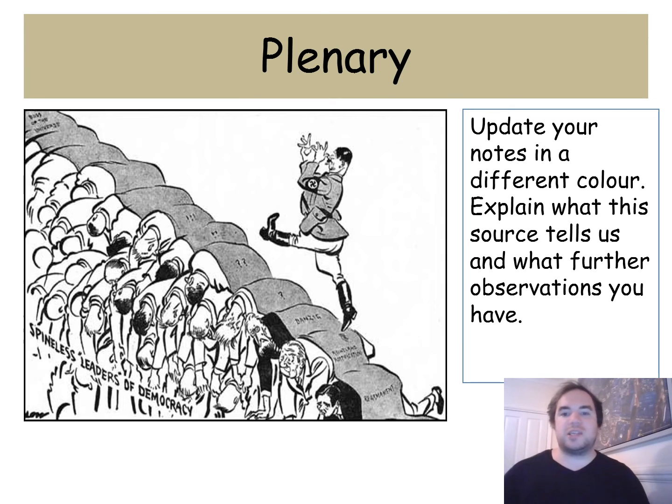And then finally, onto this task, which is to update your notes in a different colour, using what you've learned from the aims handout and what you've done in that table, to try to explain a bit more about what this source tells us and what further observations you may have. This is a source that we'll come back to in our next lesson as well. So do really try and study it, think about what it means, what's going on, what is meant by each of the features in it, what do we mean by spineless leaders of democracy, look at what's written on the back of those men's backs, and why is Hitler portrayed in that way.